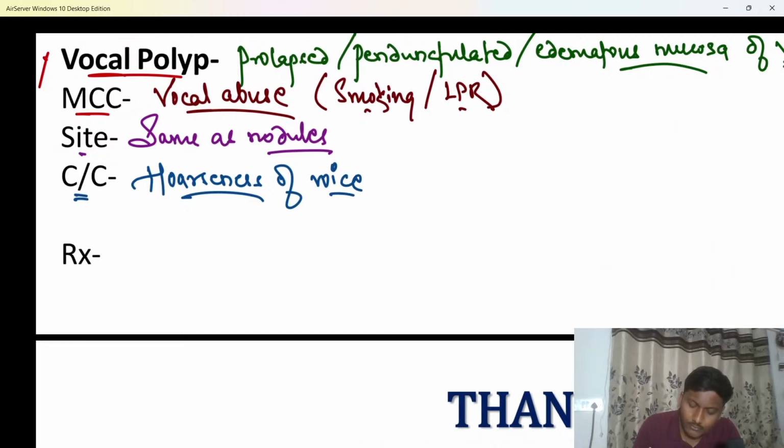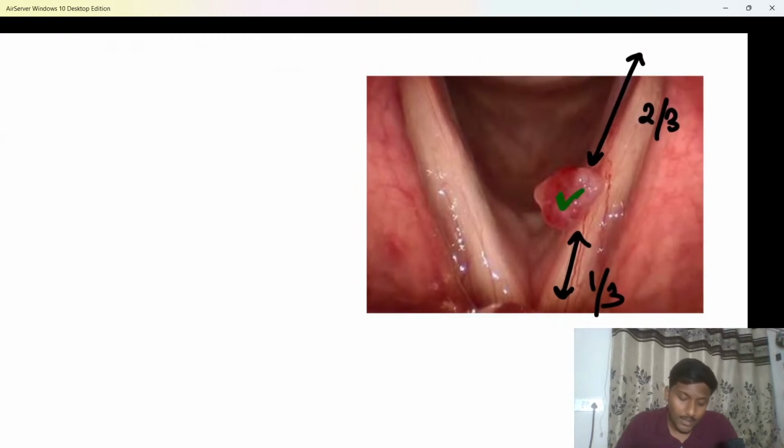Apart from hoarseness of voice, will there be any other feature? Yes beta. And what is that? See, now when vocal cords are responsible for production of vibrations or sound, right? Now please tell me the vibrations that will be produced from this normal vocal cord will be of different frequency, and the vibrations that will be produced from this edematous mucosa or from this edematous vocal cord or the polyp will be of different frequency.